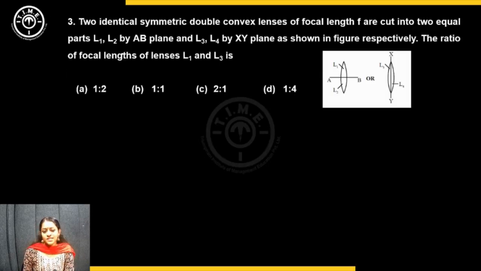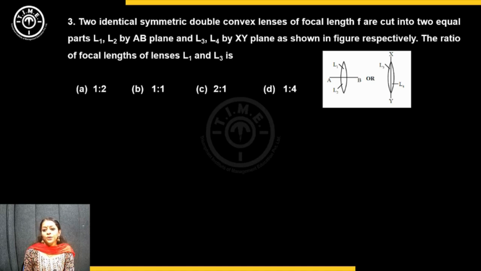Yes, read the next question. Two identical symmetric double convex lenses of focal length f are cut into two equal parts L1, L2 by AB plane and L3, L4 by XY plane as shown in figure respectively. The ratio of focal length of the lenses L1 and L3 is.